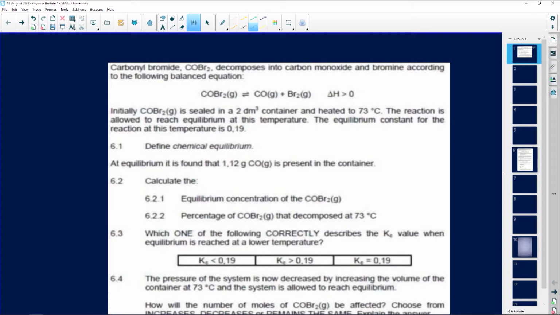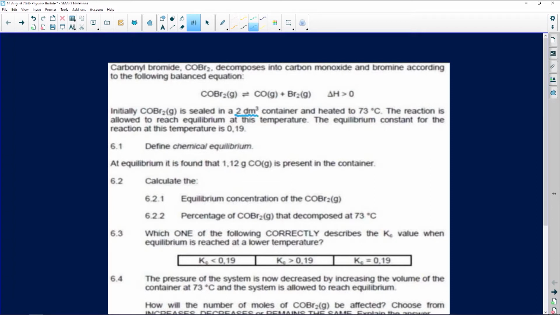So the first question that I have for today is from Matsiriso Mafereka. And Matsiriso's question is in here. So she says, we've got carbonyl bromide, which is COBr2, and it decomposes into carbon monoxide and bromine according to the following equation. Initially, we have COBr2, which is sealed in a 2 cubic decimeter container. So this is the volume of the container, and it is heated to 73 degrees Celsius.